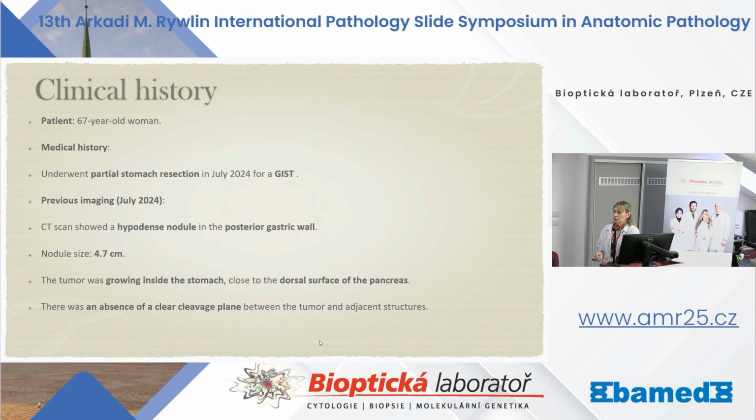This was a 67 years old woman who underwent a partial stomach resection in July 2024 for a GIST. The previous imaging in July 2024 saw in the CT scan a hypodense nodule in the posterior gastric wall. The nodule was 5.7 centimeters in diameter, and the tumor was growing inside the stomach close to the dorsal surface of the pancreas. And there was an absence of a clear cleavage plane between the tumor and the adjacent structures.